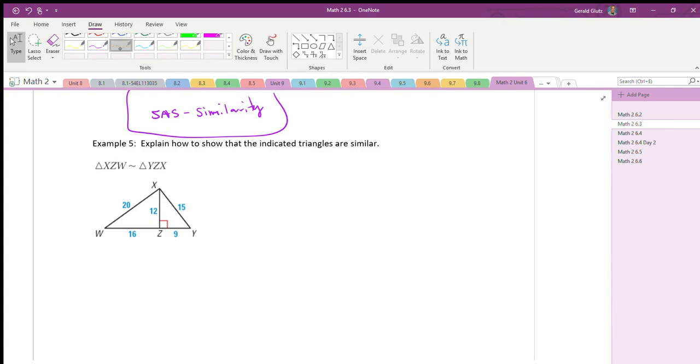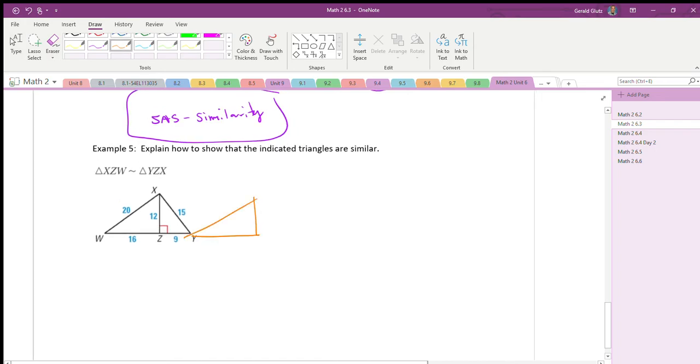So example 5, explain how to show that the indicated triangles are similar. Again, I would like to redraw this. You don't have to, but I think it makes it a little bit easier. So this is Z, X, and W. The bottom is the longest side, so when I draw the other triangle, the bottom should be the longest side, and the right angle is on the bottom right. So this would be Z. Now I'm drawing the smaller triangle over there.